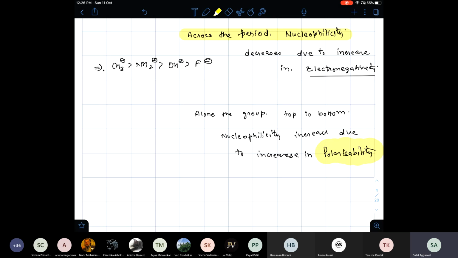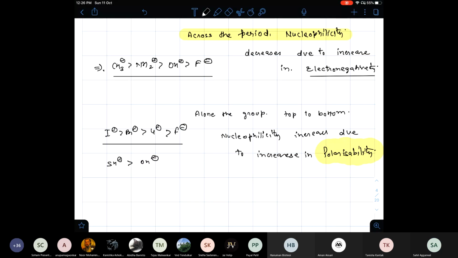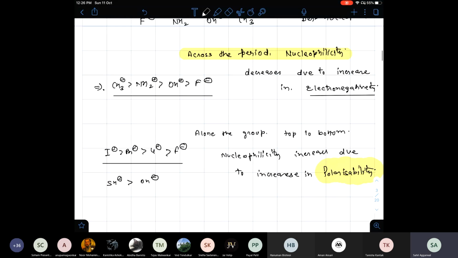केमिकल बॉन्डिंग तो ठीक है, फजान्स रूल के अंदर पढ़ा था. Okay, so more polarizability, more easily they can interact with the other thing. तो नीचे जाते हुए I minus, Br minus, Cl minus, F minus. SH minus is better than OH minus. Understood?